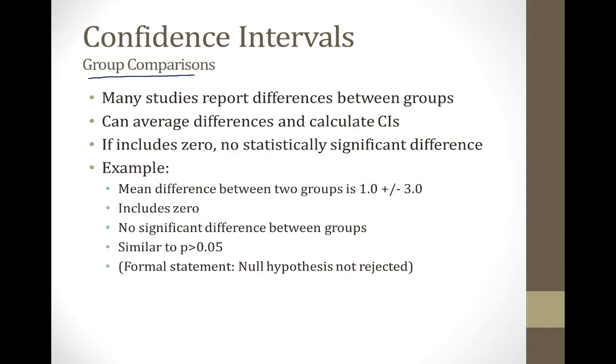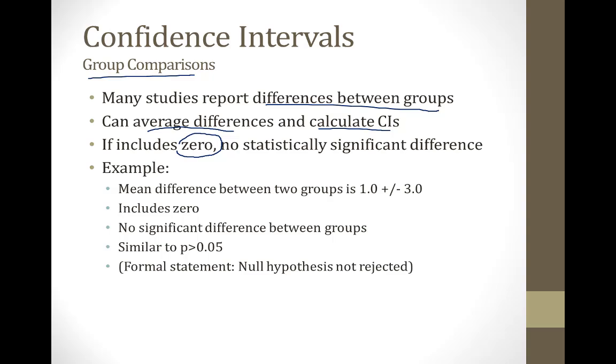Another place where confidence intervals are important is in group comparisons. Many studies report differences between groups. For example, they might report the blood pressure difference between group 1 and group 2. You can average these differences and calculate confidence intervals. The important thing to remember here is if the confidence interval includes 0, then there is no statistically significant difference between the groups. Let's consider an example.